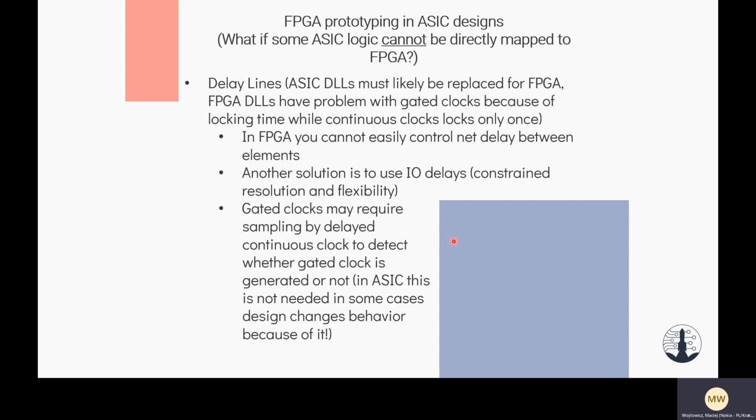In simple designs, the HDL description in ASIC and its implementation in ASIC and FPGA may match. There is no need to replace any block, but there are some more specific design parts, particularly in high-speed PHY designs, that cannot be directly mapped between ASIC and FPGA. So wanting to prototype some high-speed PHY design targeted in ASIC in FPGA, some changes are needed to reasonably do that. One of the challenges is replacing delay lines.